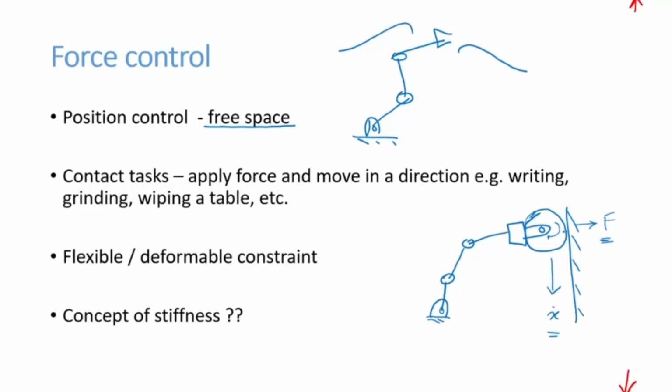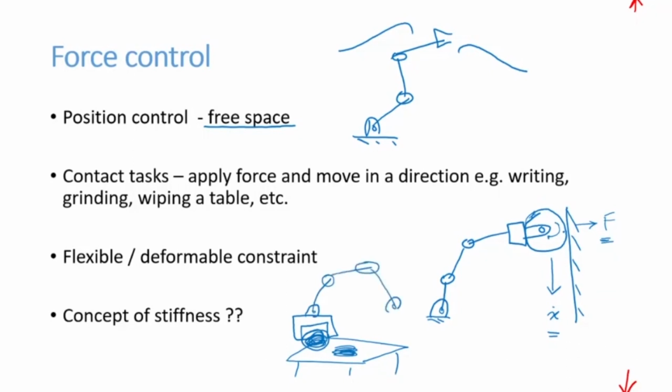Let's take the example of wiping a table. For example, this is a table, and let's say there is some liquid which is spilled there, and the robot is using a mop. Say, for example, there is some cloth. And the robot is holding this cloth using its gripper, and the robot is supposed to wipe this table.